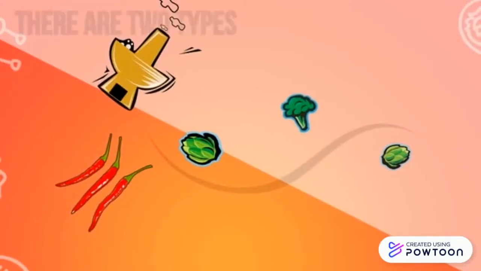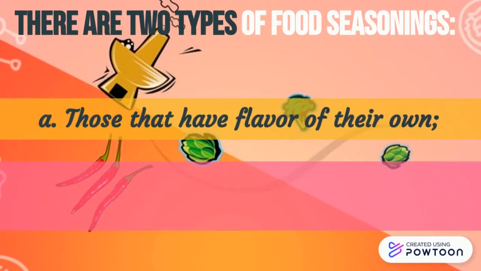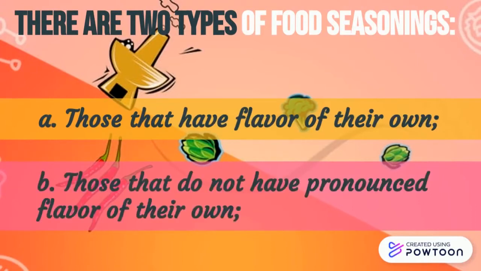There are two types of food seasonings: those that have flavor of their own and those that do not have pronounced flavor of their own.